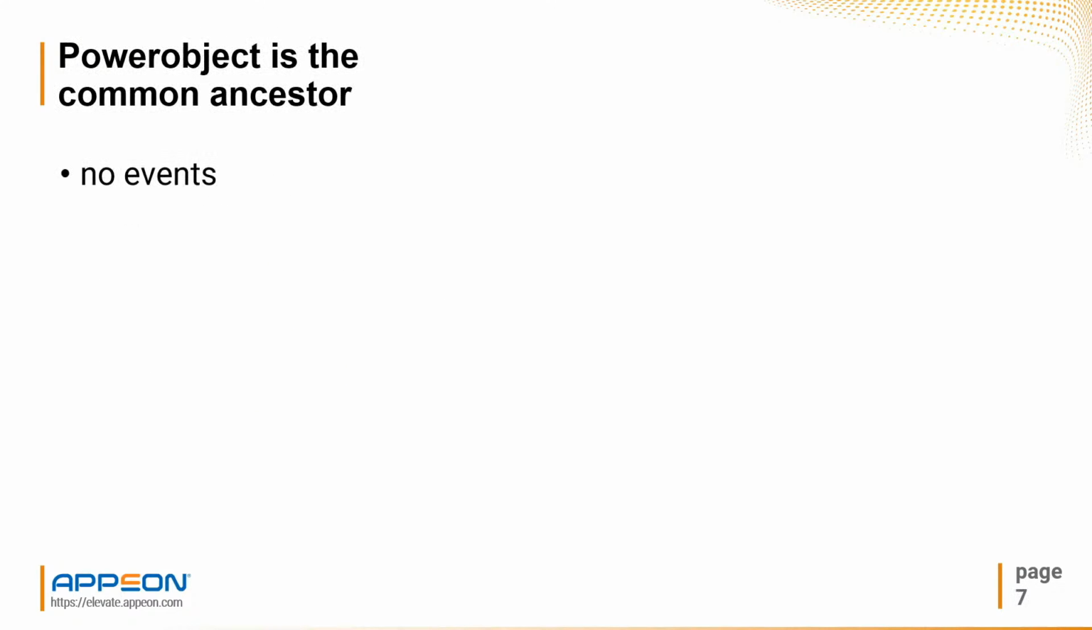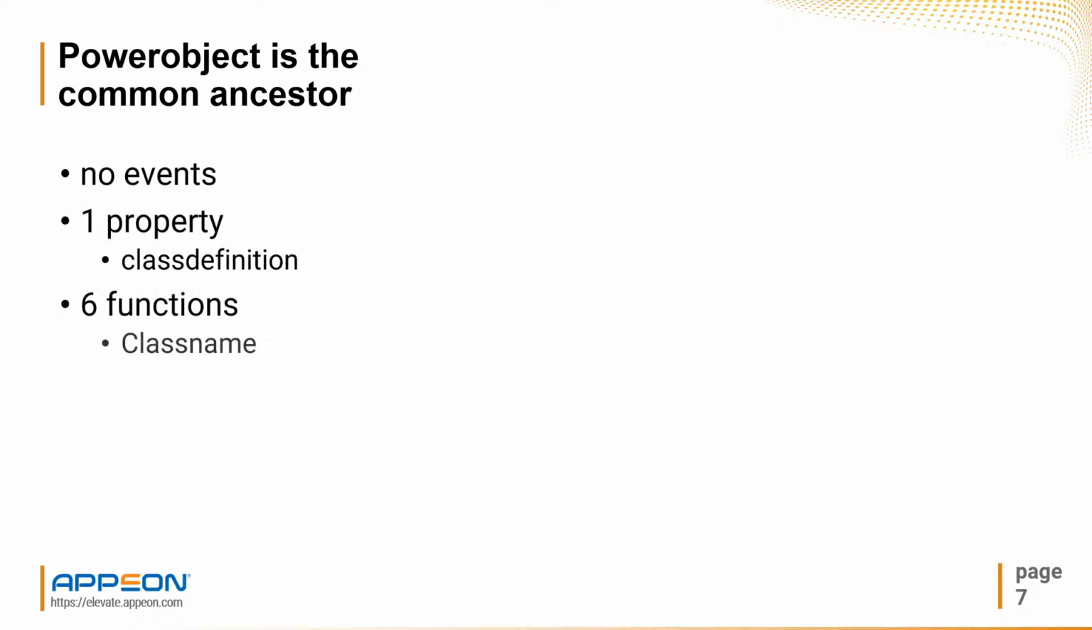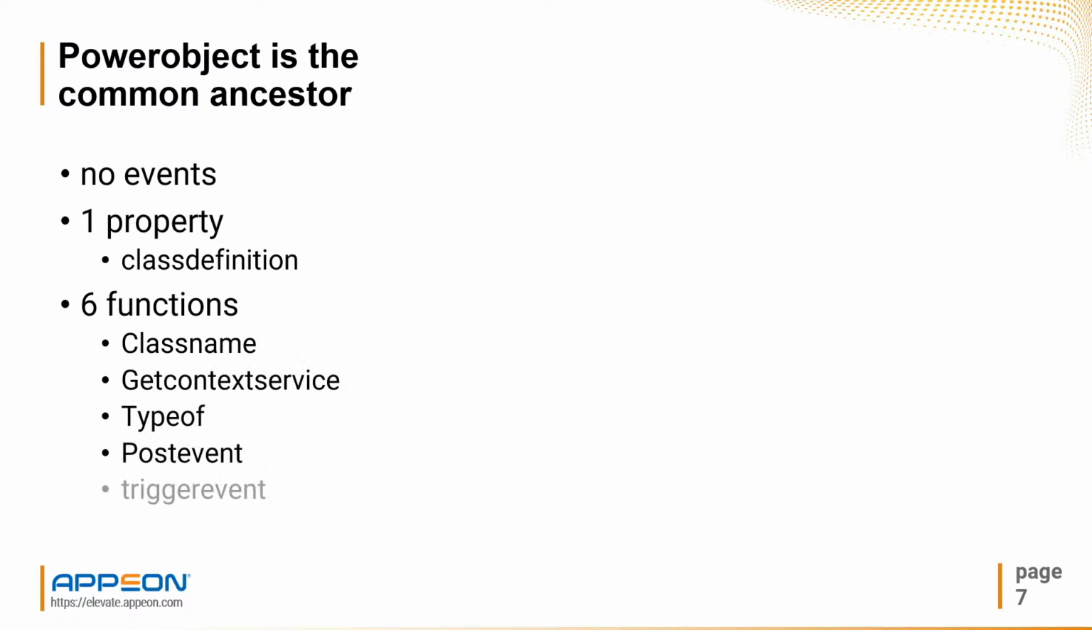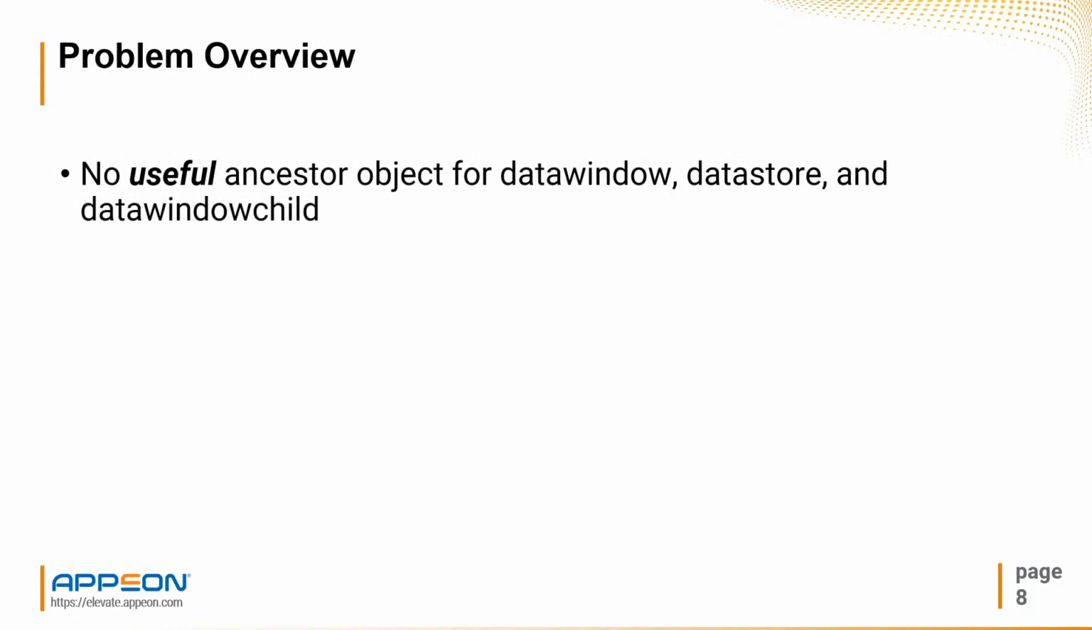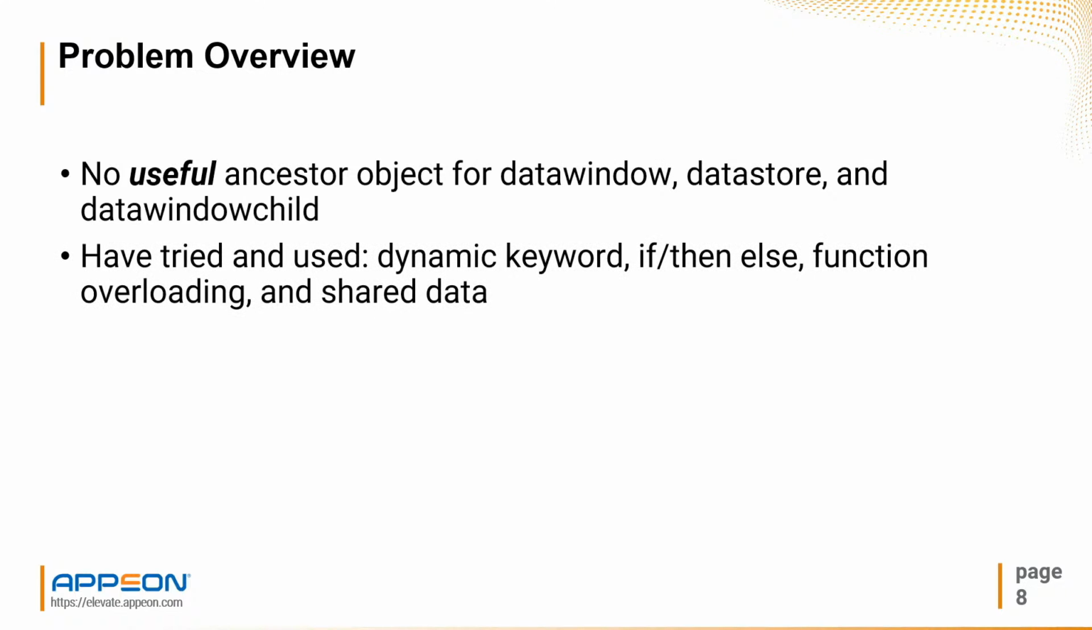So let's talk about the power object itself. A couple things: there are no events, there's one property, and there are 6 functions. These can be of some use in your processing, particularly the posting and triggering of events, in order to find out what they are as well as the type of. But really, it's not of much use for what we're trying to do here. So again, the problem is we have no useful ancestor object to use.